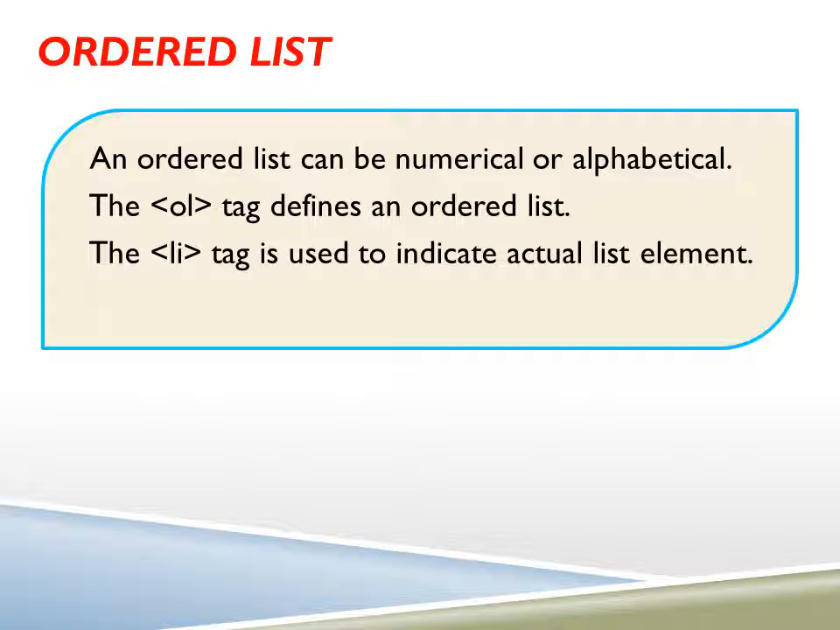Ordered list. An ordered list can be numerical or alphabetical. That is, an ordered list is used for creating a list in order or in sequence. The OL tag defines an ordered list. The OL tag is used for creating the list, so you'll enclose the list inside the OL start and OL end tag. The LI tag is used to indicate the actual list item. Each line of data is written with the help of the LI tag.